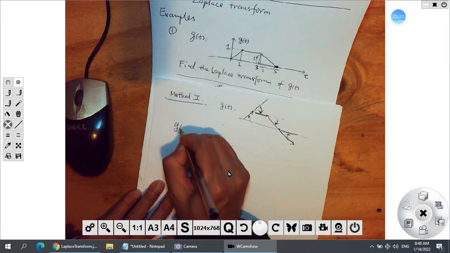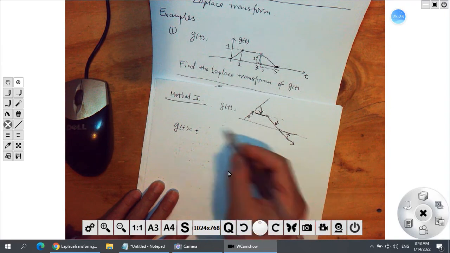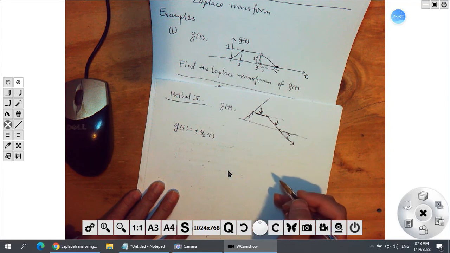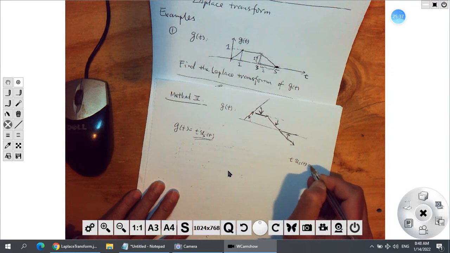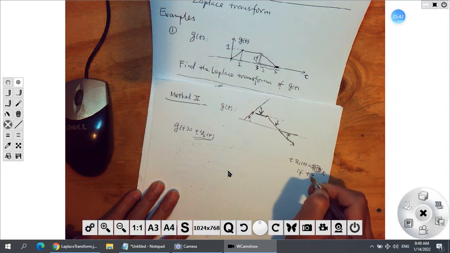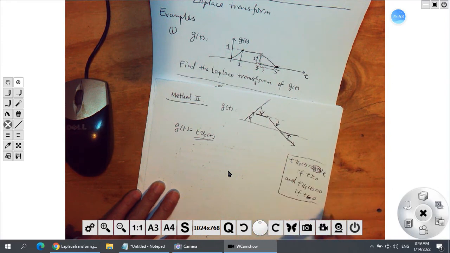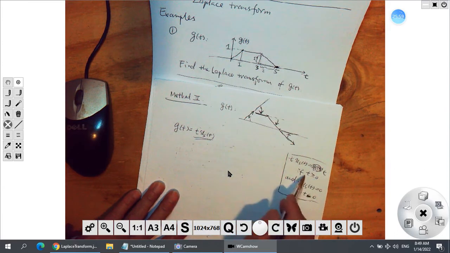g of t equals, the first one is a ramp. Ramp is just t, right? Now if you want, you can put t times u of t. By this way, t times u of t equals t if t is positive, and t times u of t equals 0 if t is smaller than 0. So t times u of t is the same thing in the positive side.